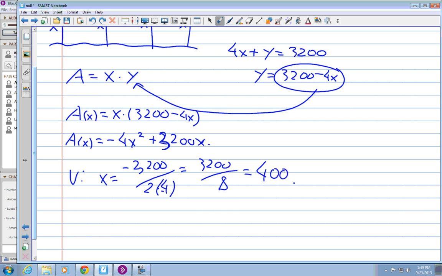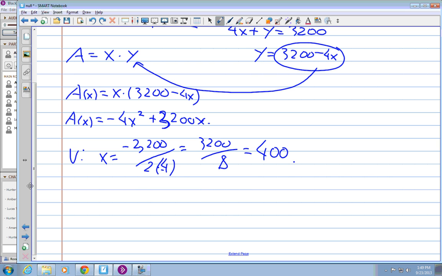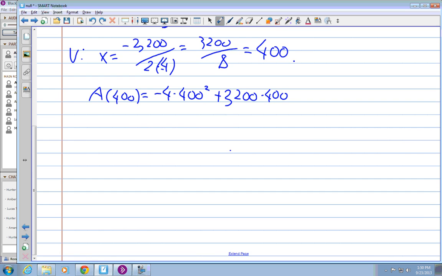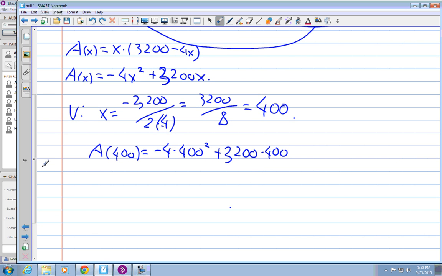Okay? Now, what is the total area? What is the maximum possible area? Well, we have to plug it into our function. A of 400 would equal negative 4 times 400 squared plus 3200 times 400, right? That will give me the maximum possible area. So whatever that is, something with 64. I'm not sure how many zeros. 64, 4 zeros.